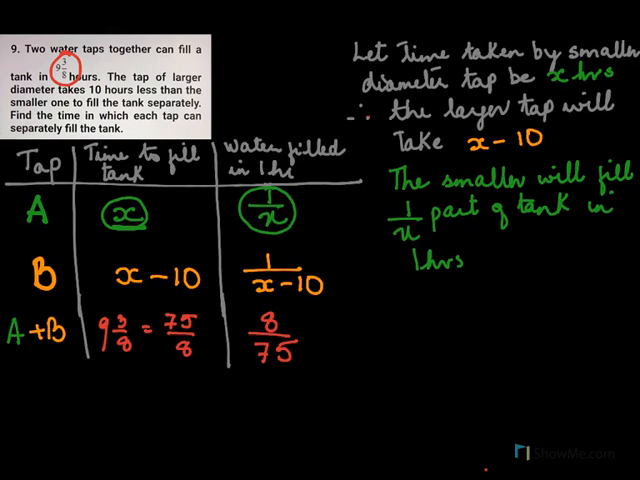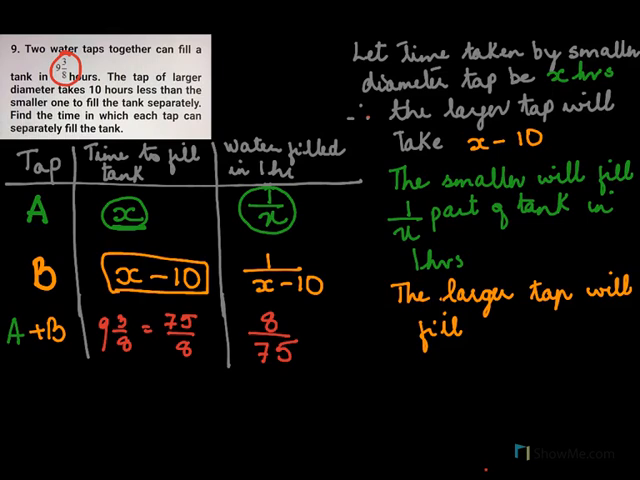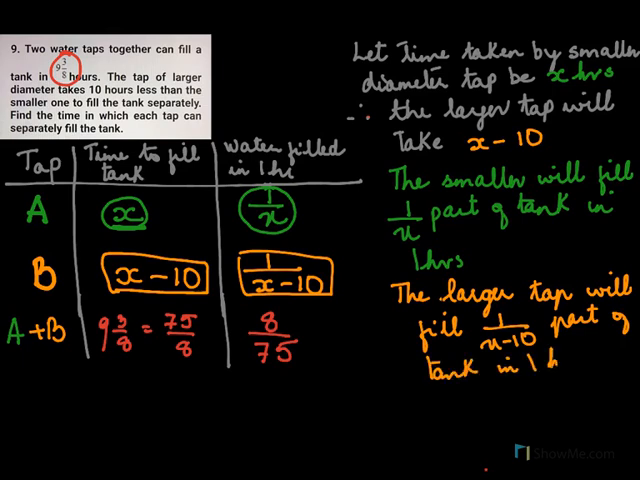The same thing we're going to write for the next tap. Now see, this has taken X minus 10 hours to fill the entire tank. So in 1 hour it will fill 1 over X minus 10. In 1 hour, so much part of the tank is filled.